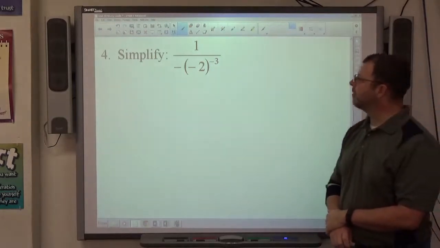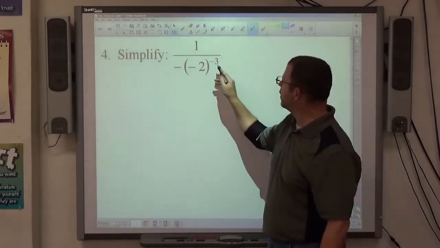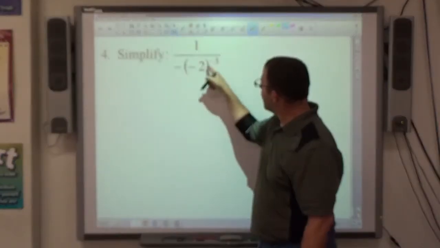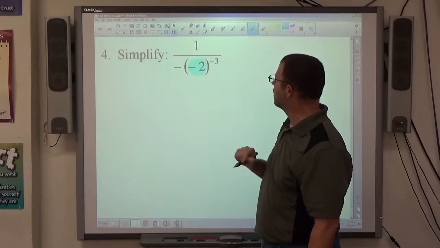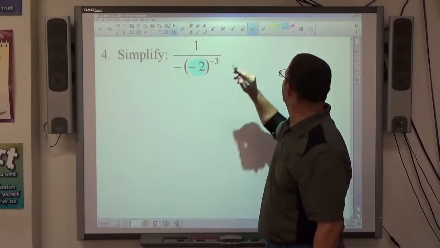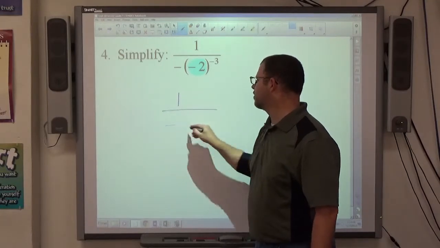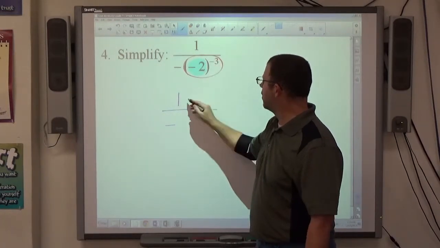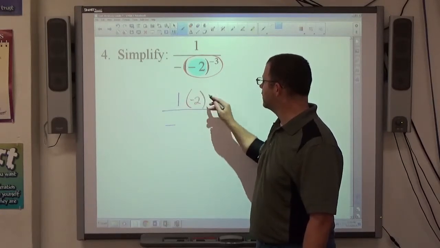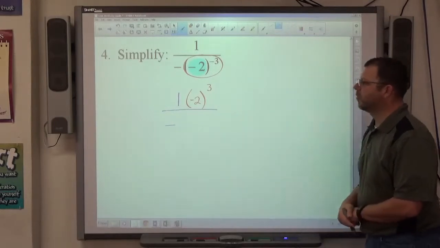Number 4, simplify. Now, a few of us had trouble with this in the last test. Anytime you deal with a power, you need to see what the power is affecting. When parentheses are involved, it's affecting this entire thing. So this thing is being raised to negative third power. The 1 and the minus sign aren't. So the 1's going to stay right where it's at. The minus sign is going to stay right where it's at. This guy here, negative power belongs on top. So the negative 2 stays encased in parentheses, being raised to the positive third power, once we move it up to the top.